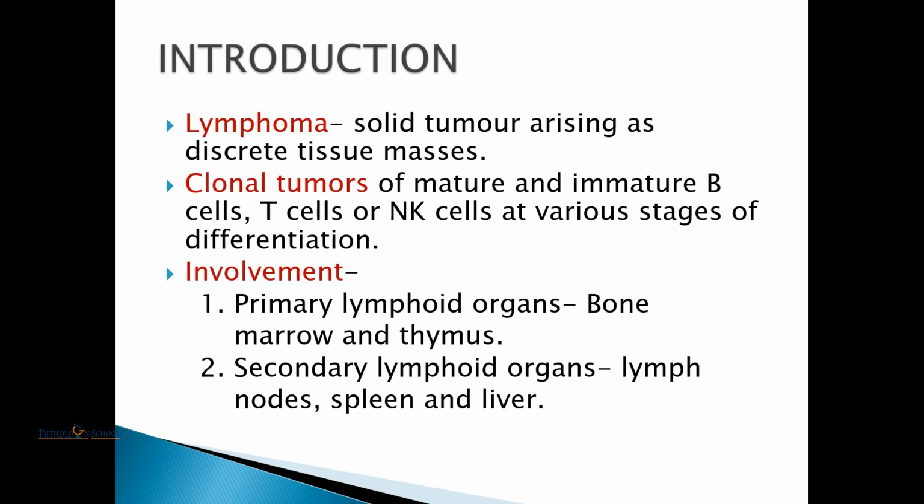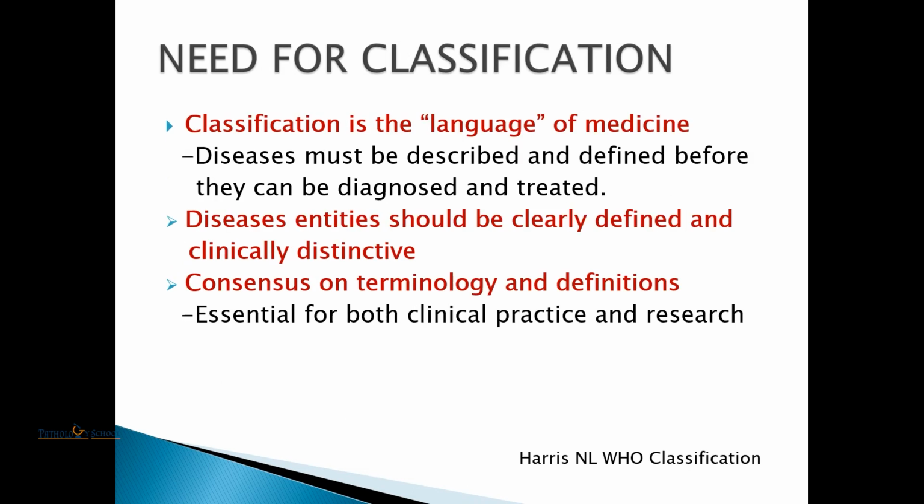Coming to the introduction part, so what is lymphoma? Lymphomas are solid tumors arising as discrete tissue masses. These are clonal tumors of mature and immature B cells, T cells, NK cells at various stages of differentiation. These involve primary lymphoid organs like bone marrow and thymus and secondary lymphoid organs like lymph node, spleen and liver.